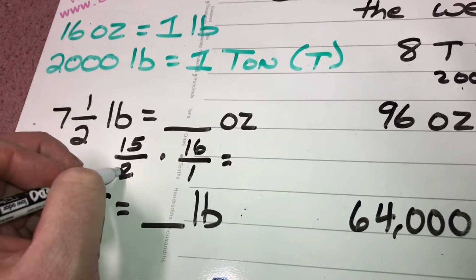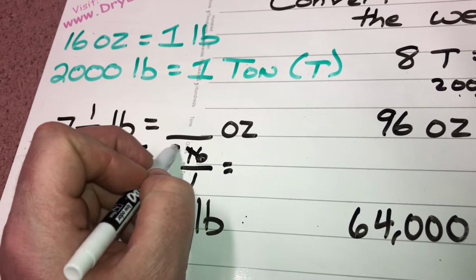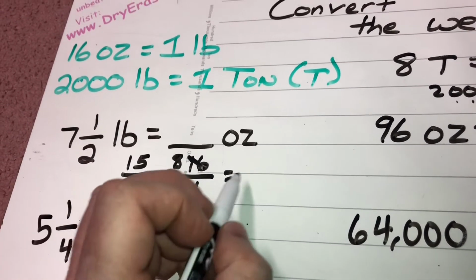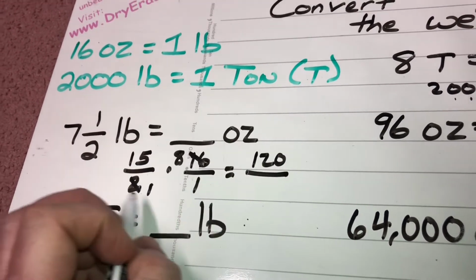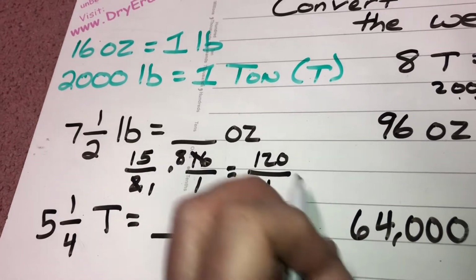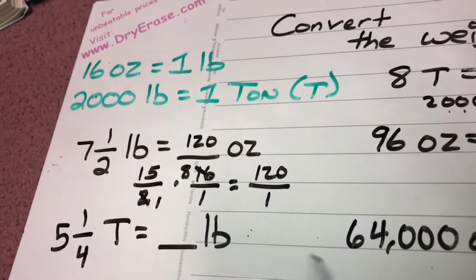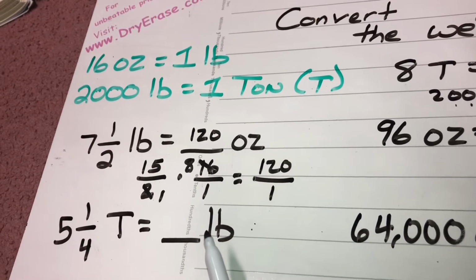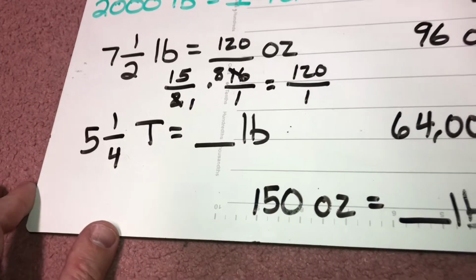Well, I can cross-check. 2 divided by 2 is 1. 16 divided by 2 is 8. 15 times 8 equals 120. 1 times 1 is 1. I know that 120 over 1 equals 120. And if I think about it as division, 120 divided by 1 equals 120. All right, let's go on to this one.